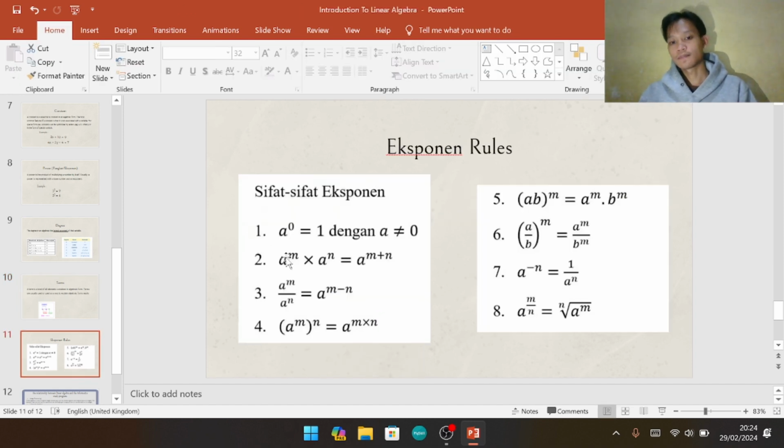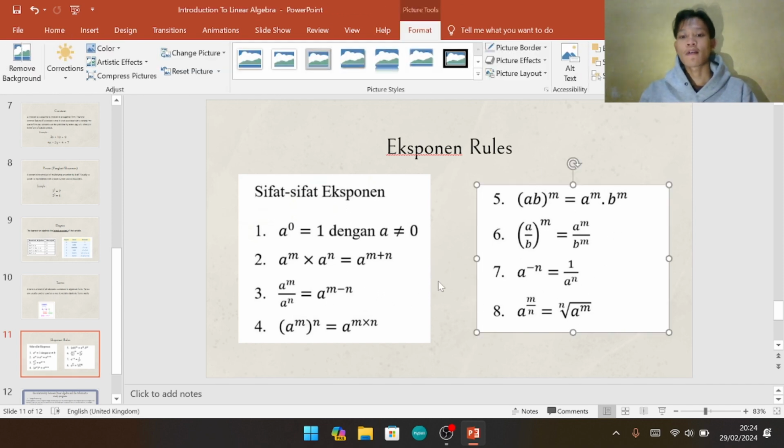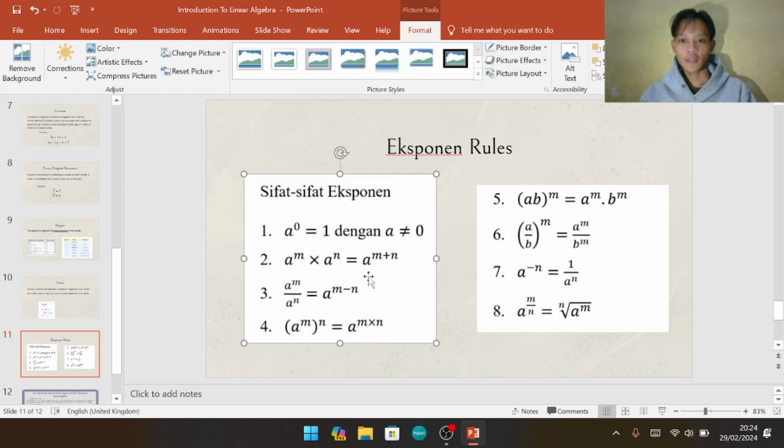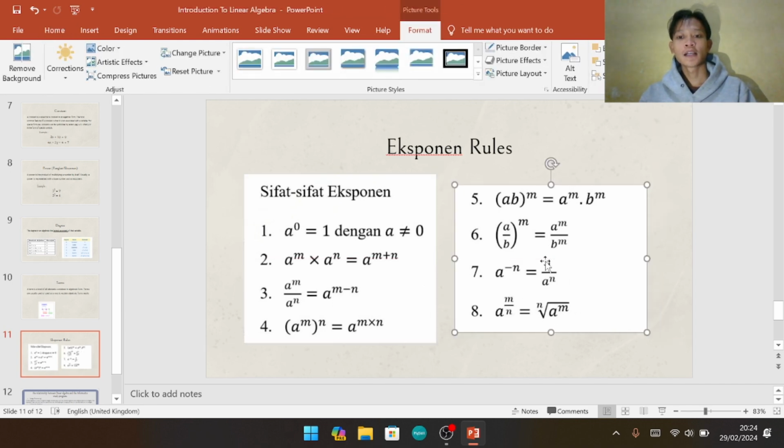Exponent rules. One, a. This is exponent rules. We can try some questions for algebra, and we can apply them. We can try these exponent rules.